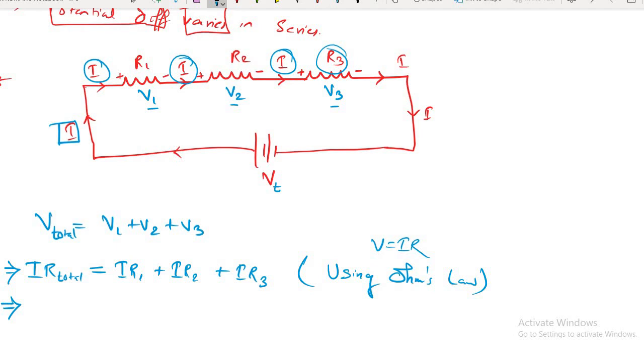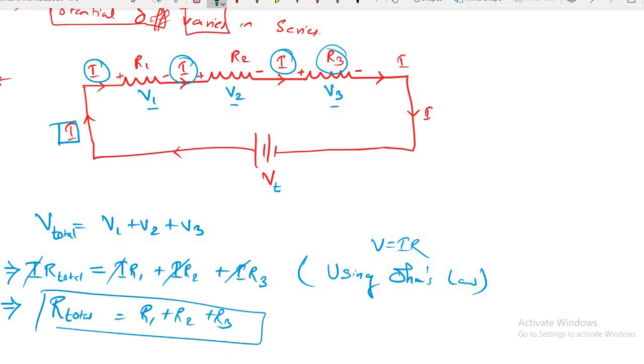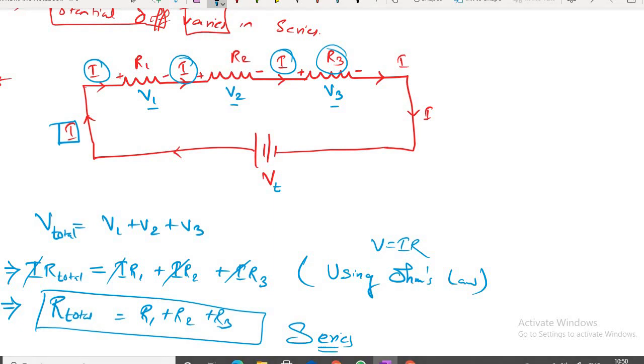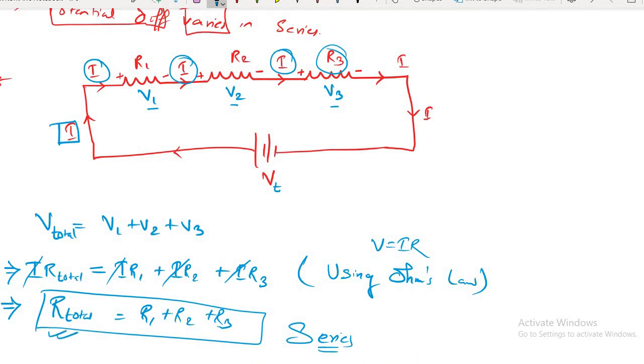Now look, this I got cancelled from here. So what remains? R total is equal to R1 plus R2 plus R3. Tell me yes or no. Yes, sir. So remember, in a series circuit, if I ask you to find out the total resistance, how will you find it? You will simply add the resistances. Tell me yes or no.